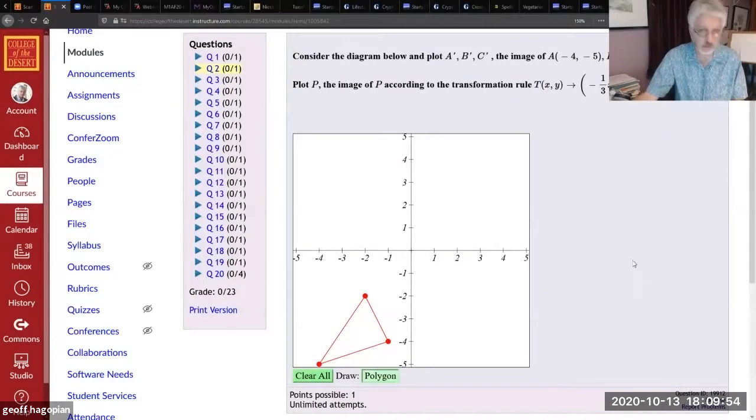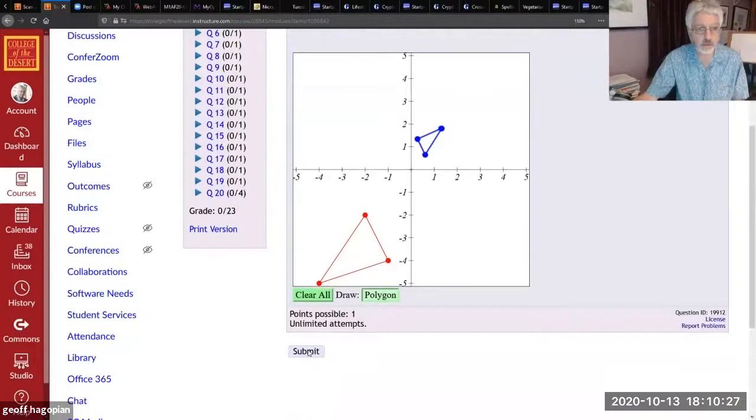4/3, 5/3, where is that? 4/3 is about 1 1/3, 5/3 is 1 2/3. So I'm going to say that's a point right about there. 2/3, 2/3, it just has to be in the ballpark, I guess, right? So that's about there. And 1/3, 4/3, that's going to be about there. And then I just complete the triangle and click somewhere outside the window and say submit.